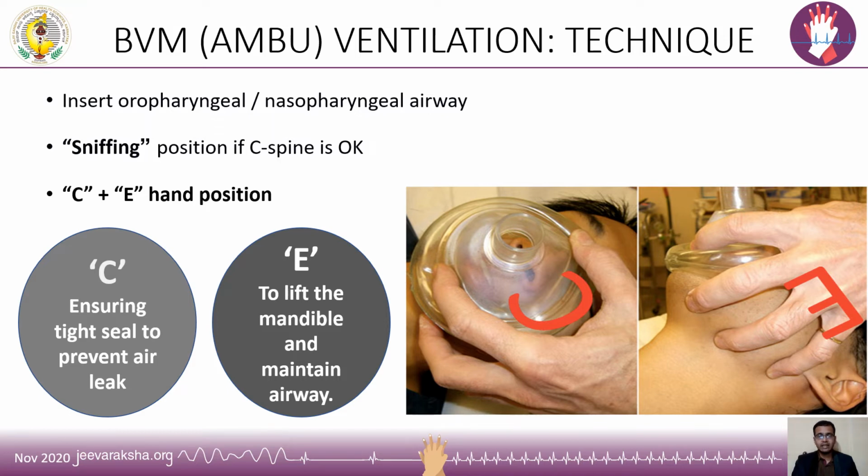What is the C and E technique? The C is formed by the thumb and the index finger. It ensures there is a tight seal to prevent air leak, and it presses over the face. For the E technique, you can see in the next diagram, your other three fingers form the E. One is at the mentum, another at the middle of the mandible, and the last one at the angle of the mandible. So make sure all these three fingers are on the bony prominence. This will help to lift the mandible, extend the neck and maintain the airway. So this is how you're going to hold the face mask when you're doing a bag mask ventilation.